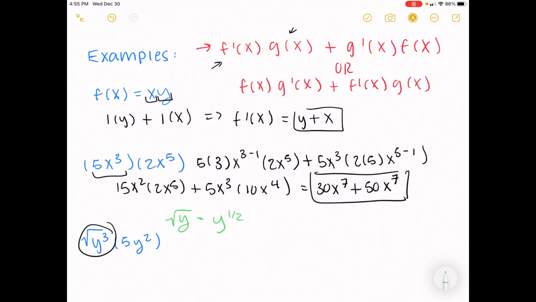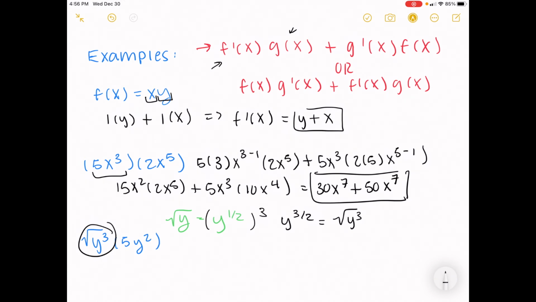Now in this case, since we have the square root of y cubed, we're going to raise it to the power of 3, which is the same thing as y to the power of 3 over 2. So this is equal to the square root of y cubed.